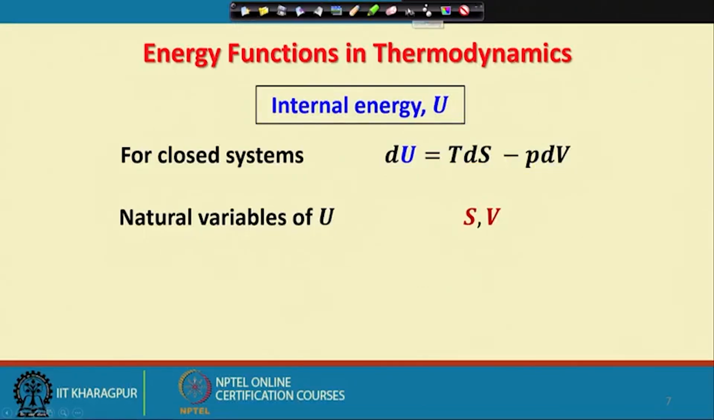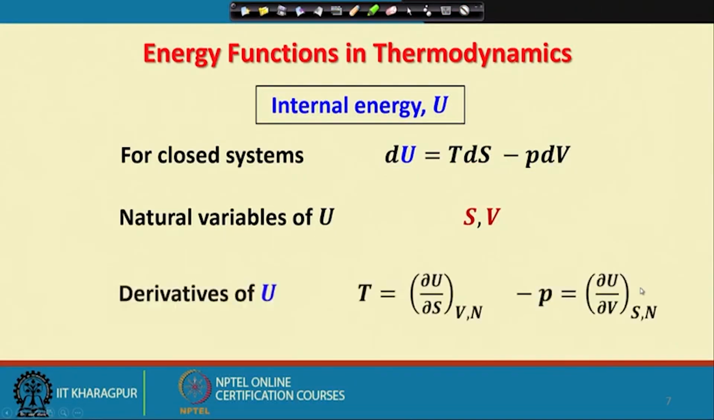Both T and P are intensive variables. So, what we find here is that these intensive variables are nothing but the derivatives of the energy function, that is internal energy. So, if the equilibrium state of the system, the thermodynamic state of the system, is defined in terms of S and V, then temperature is a derivative of U with respect to S, keeping V and N constant, and pressure, negative of pressure rather, is a derivative of U with respect to V, keeping S and N constant.